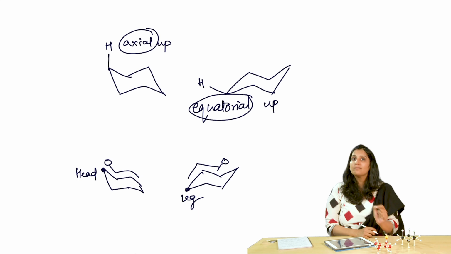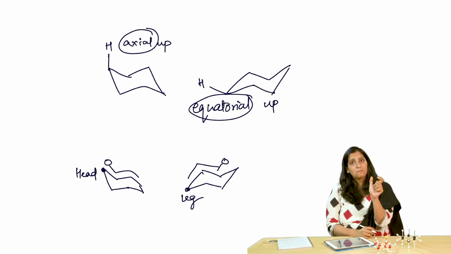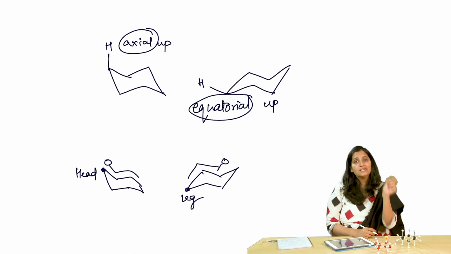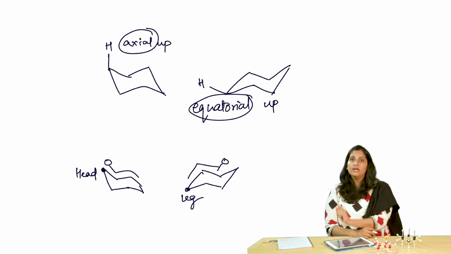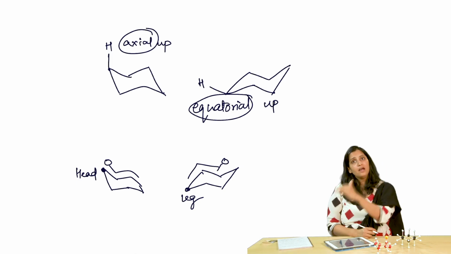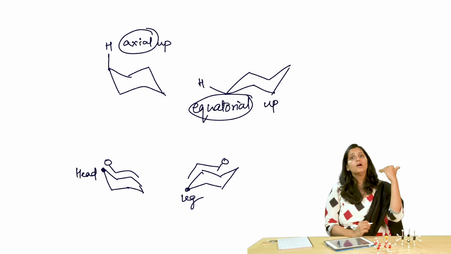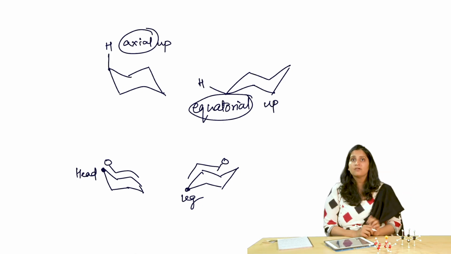But if you have noticed something, the axial up still remains equatorial up, okay, and axial down will go to equatorial down. Okay. So, up and up will still be constant as the chair interconverts, down and down will still be constant as the chair interconverts. What changes? The notation of axial to equatorial.